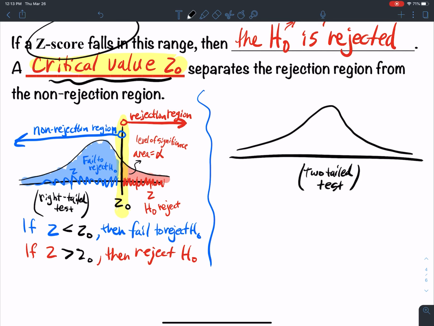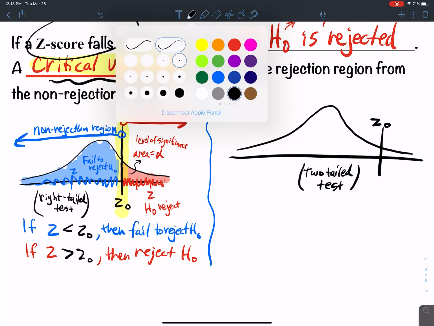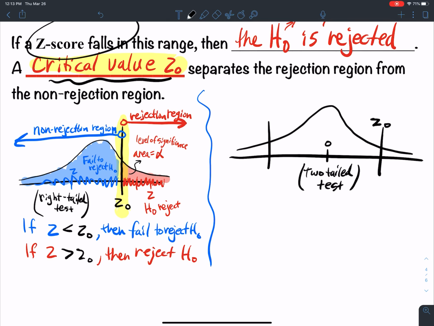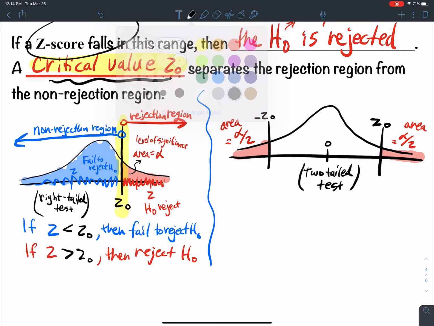With a two-tailed test, we have critical values on both sides. Z naught on the positive side, what's in the middle, 0. So on the left side, this is the negative z naught, the other critical value. Okay, alpha now is split up between two tails. So half my alpha is over here, and half my alpha is over here. That's my area. So my area equals half of alpha. Okay? This is all assuming that the H0 is true, right?